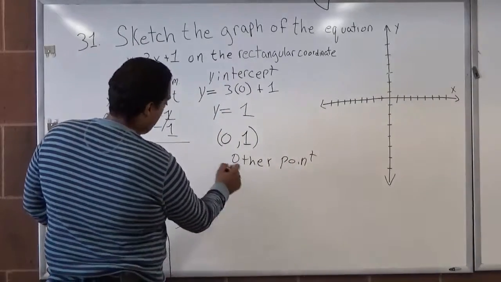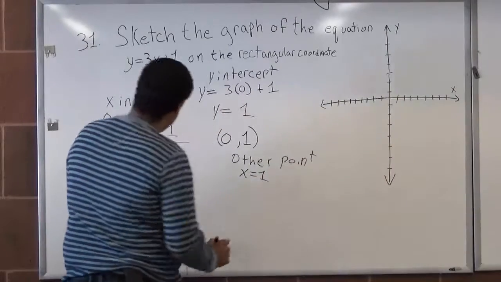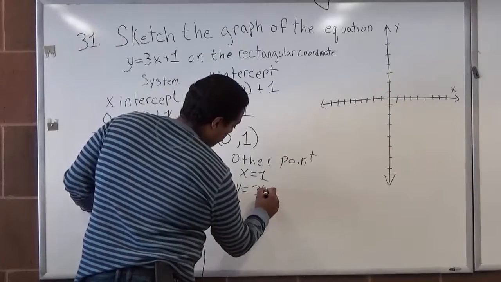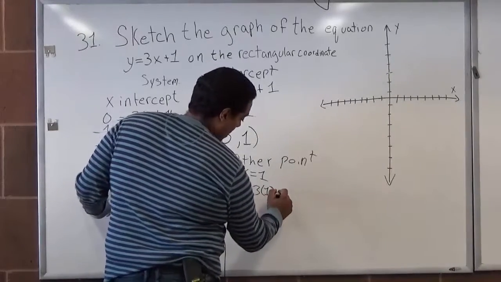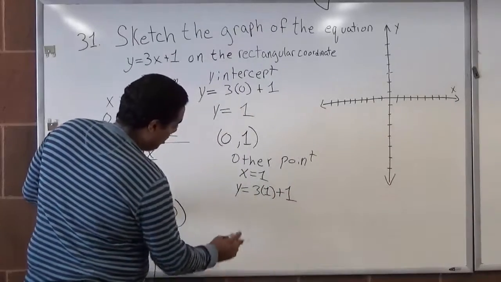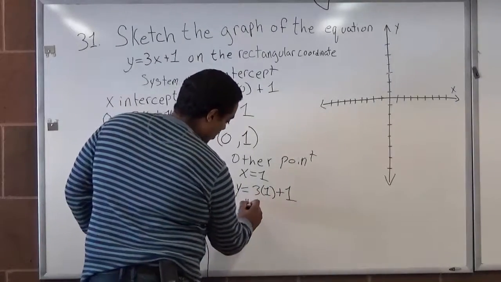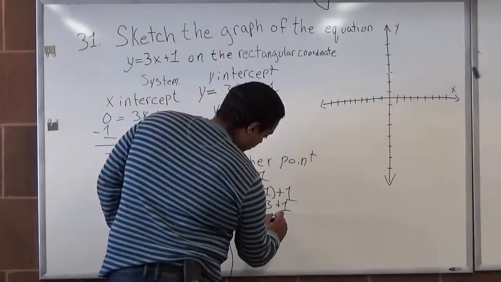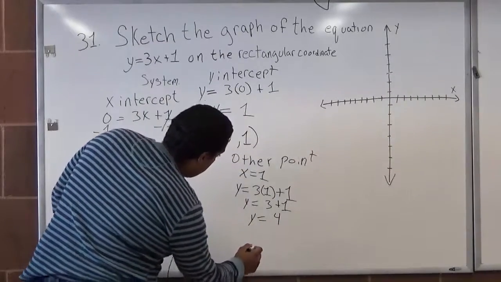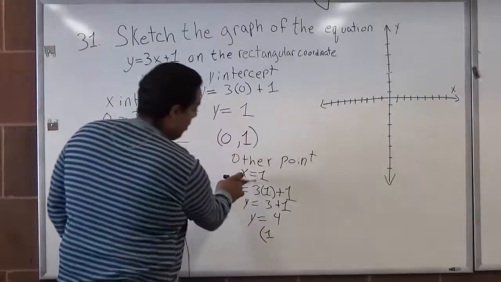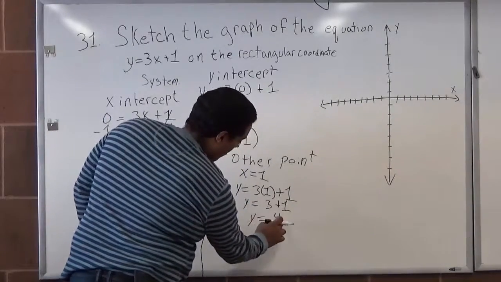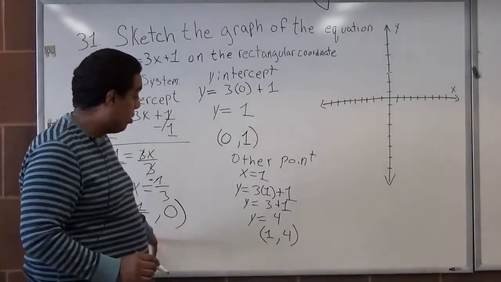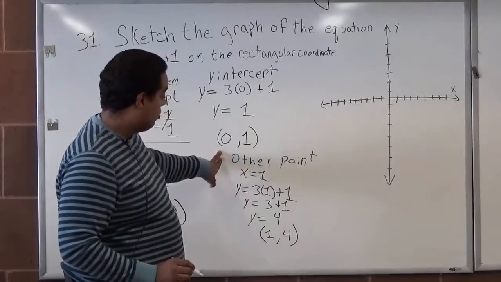So we're going to have x equal to 1, and that would mean y is equal to 3 times 1 plus 1. So 3 times 1 is equal to 3, so we have y equals 3 plus 1, so y equals 4. And so the point would be 1, because we have x as 1, and 4. So this would be a lot easier to graph. Instead of using negative 1/3, we can use 1, 4, and 0, 1.